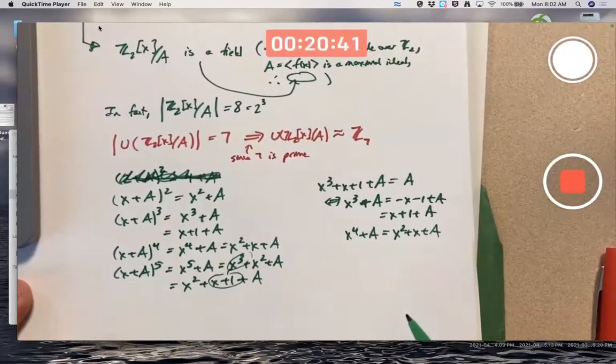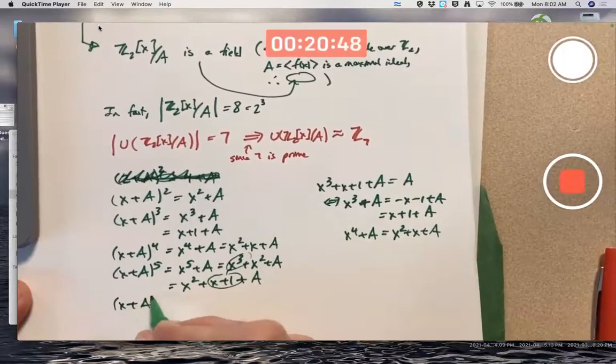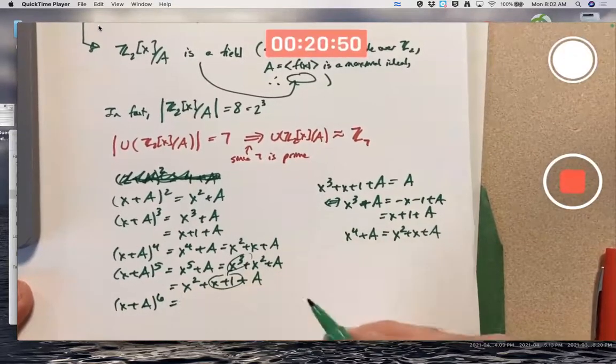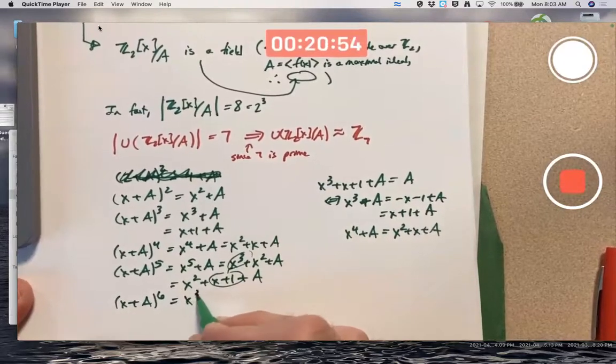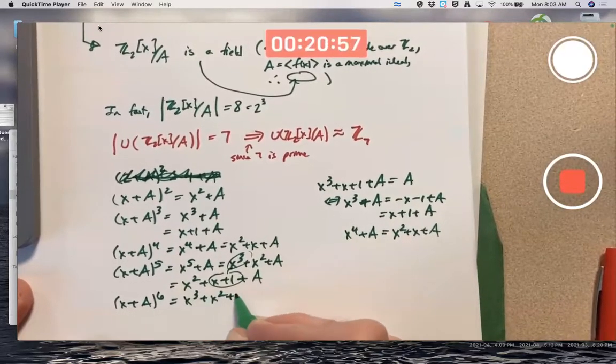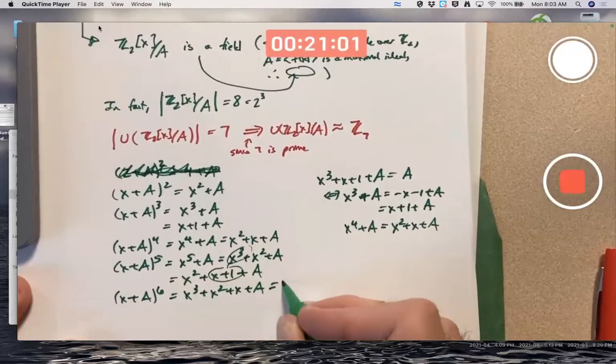Just 2 more powers and we should be back to the multiplicative identity, right? 1 + A. (x + A) to the 6th. I can just multiply everything here by x and get x cubed + x squared + x + A. But then again, replace x cubed by x + 1.